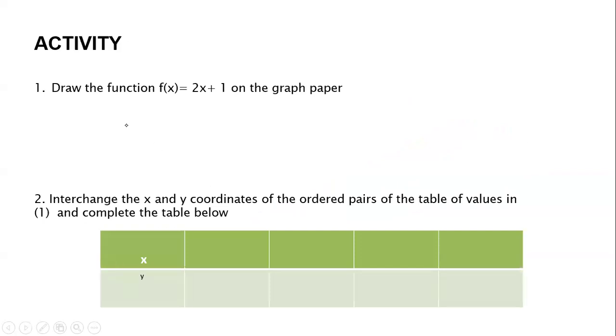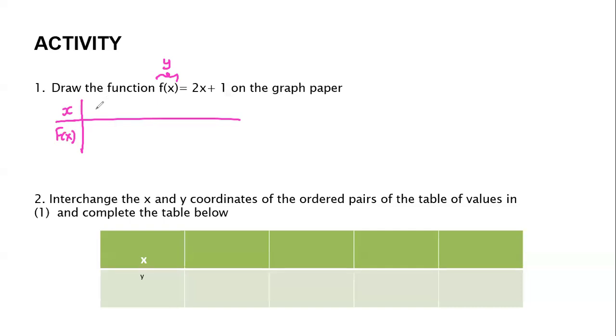Now, the first one, they are asking us to draw the function f(x) is equal to 2x plus 1 on the graph. We know very well that when we graph at this level, they don't give you the values of x and y. You must create them yourselves. So I'm going to create a simple table. In our simple table, we have x and f of x, which, members, let it never confuse you, is the same as y.